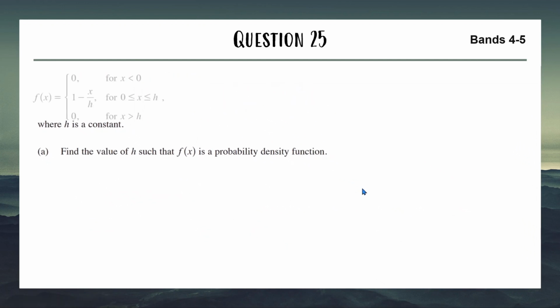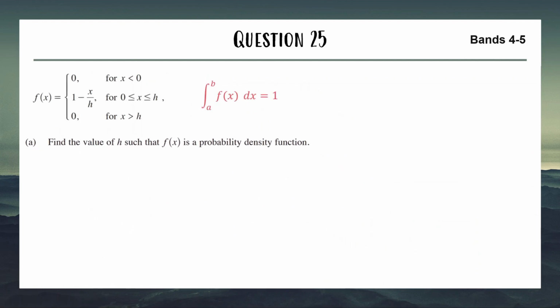So that's how we're going to start. Take our function, integrate between 0 and h to apply this property here. So we have the integral from 0 to h of 1 minus x over h, and that's got to be equal to 1 for this to work. Okay, so let's do some integration.